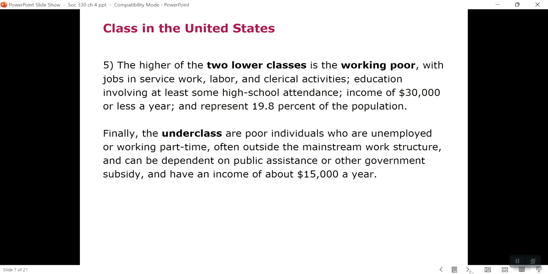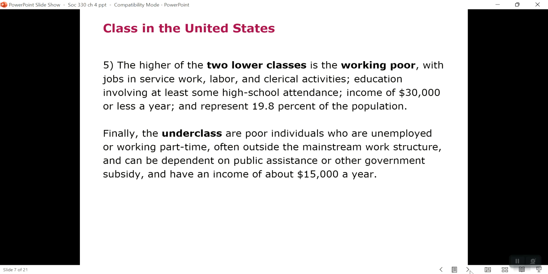And then the underclass, these are people whose income is about $15,000 a year or less. Yep, there are people who live in the United States on $15,000 a year or less. If you think about that, that's not a whole lot more than $1,000 a month.